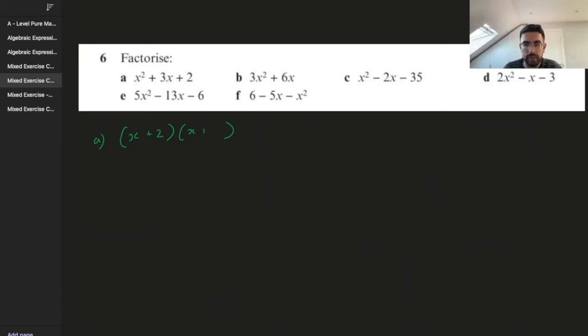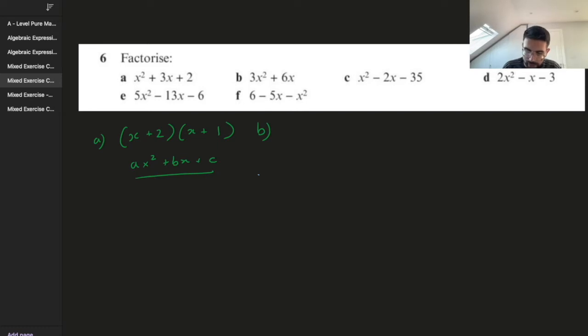Let's move on to the next part, B. So here I'm just factorizing this. Remember, you can only do this trick when it's in the ax squared plus bx plus c format. Otherwise, it will not work. So please be mindful of that trick.